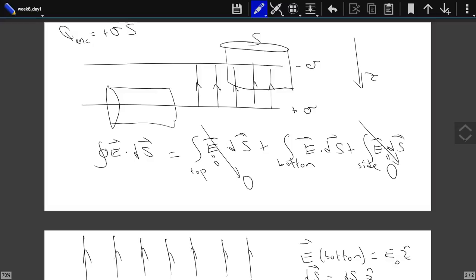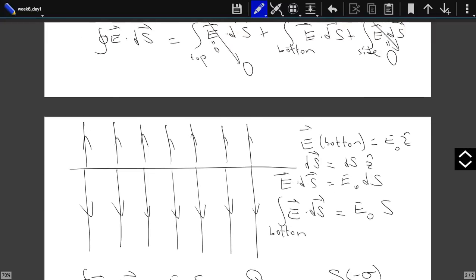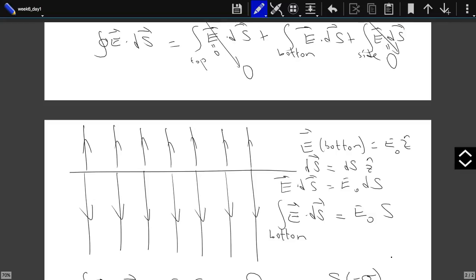Now, when I'm evaluating this integral, I only consider the area at the bottom, not the top. And the area of the bottom of my cylinder is just S. The other one, at the top, it just gives me 0.